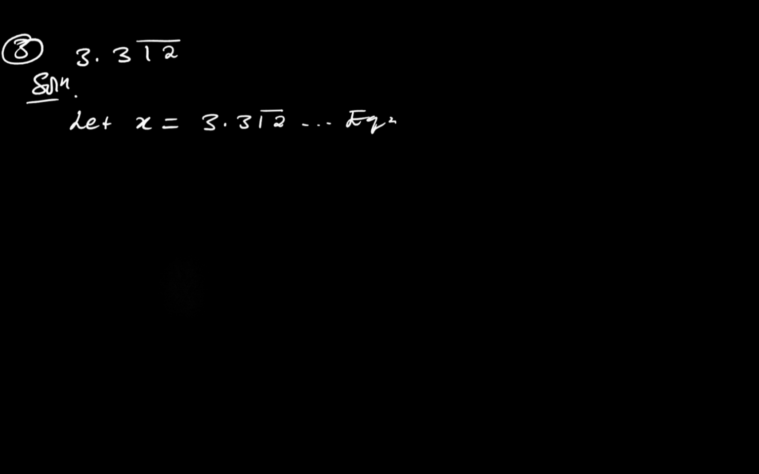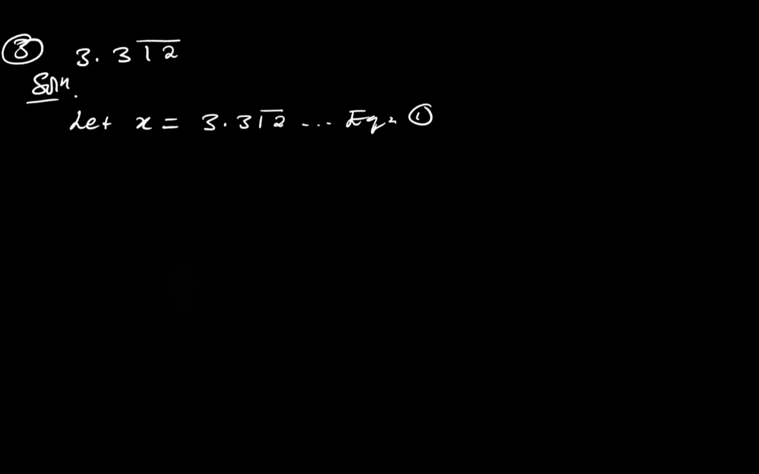Looking at example number 3, say we have 3.312 bar. Now here the bar is above two values, which is 1 and 2. You can always pause the video and try to attempt to do this question on your own, or we can move together. Now, in order to solve this, we let x be equal to the initial question, which is 3.312 bar. So this is equation number 1.